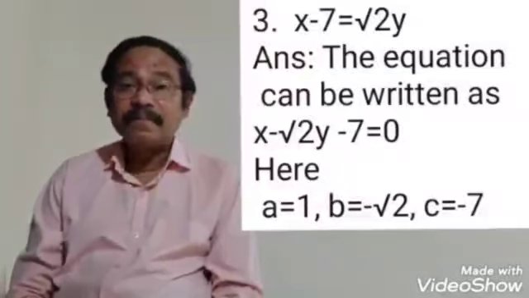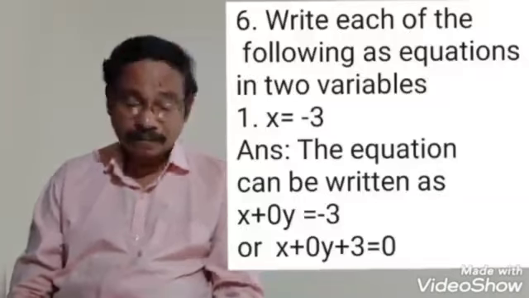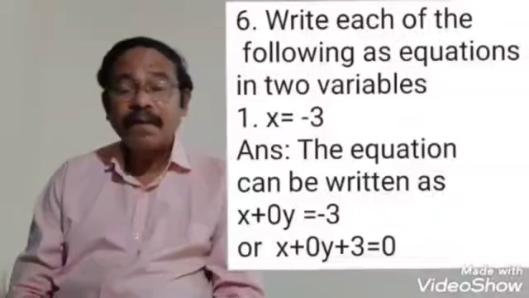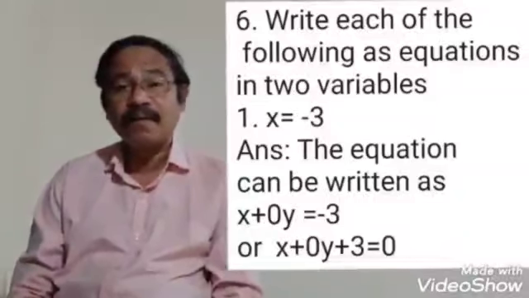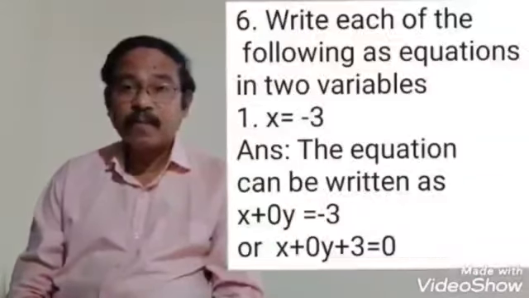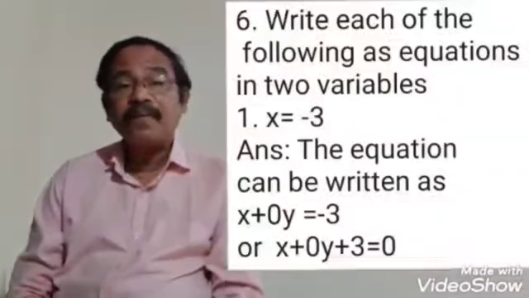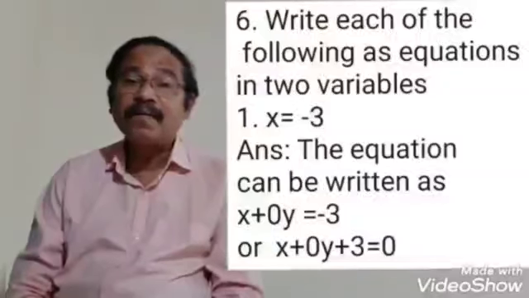Okay. Next type of questions. Write each of the following as equations in two variables. First question is x is equal to minus 3. Can we write this as an equation in two variables? Here only one variable is there, the x. Yes, x plus 0y is equal to minus 3, or it can be written as x plus 0y plus 3 is equal to 0.